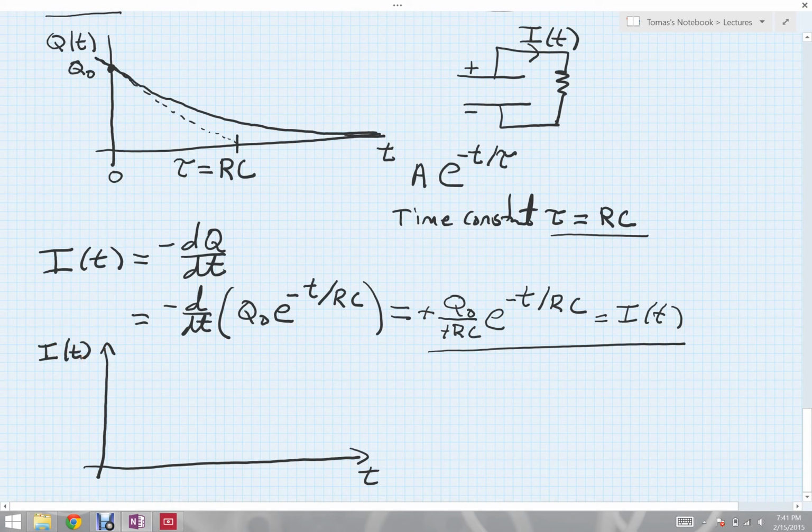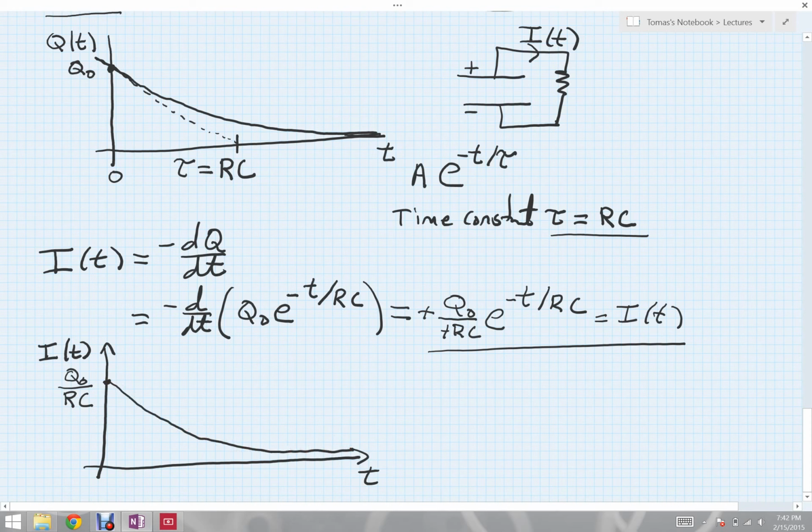Once again, we have our classic exponential decaying behavior. As time gets very long, the current is going to drop off exponentially. It begins at time t equals 0 at a particular value equal to Q naught divided by RC. And then it decays exponentially.